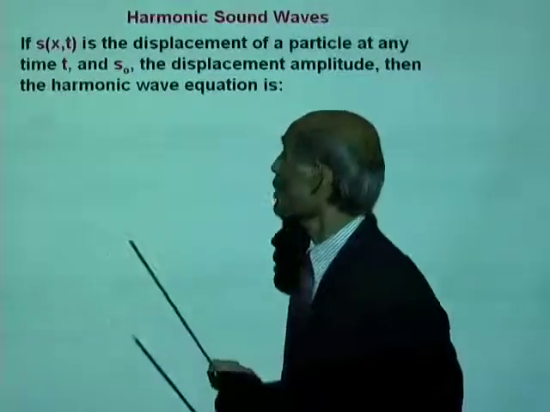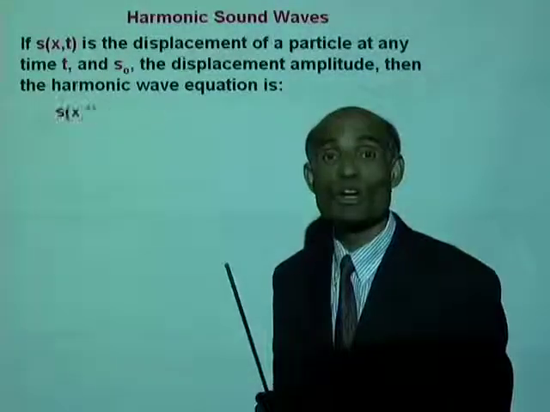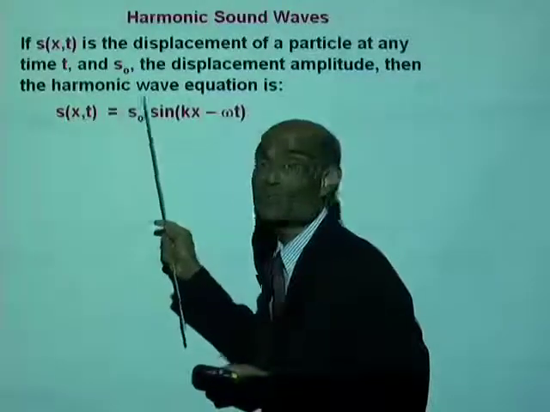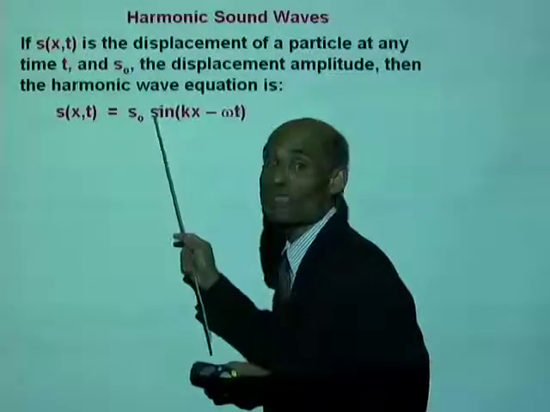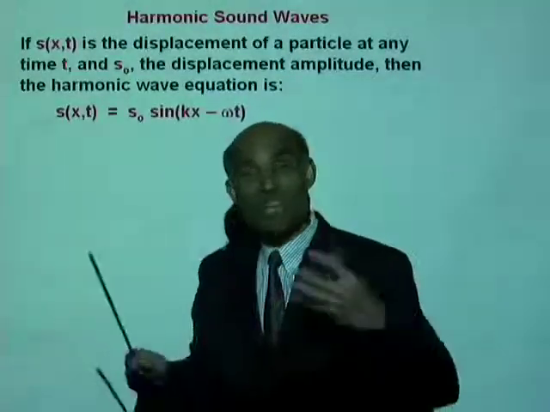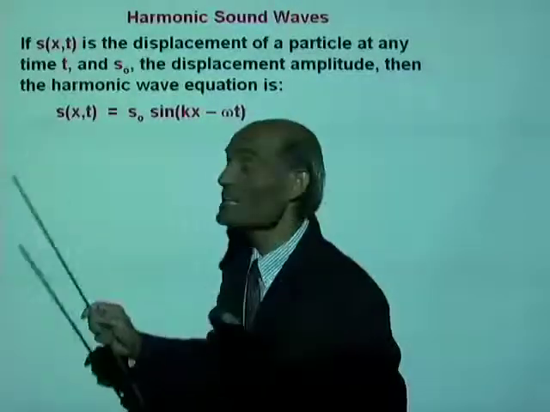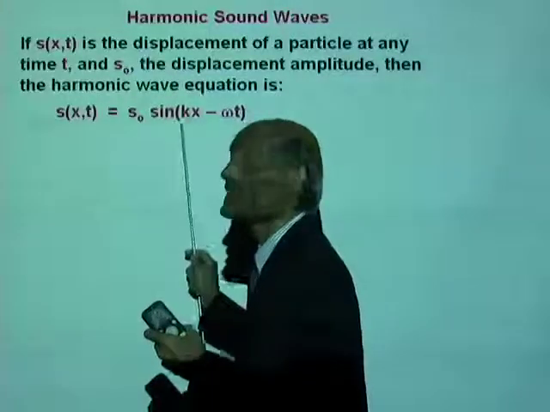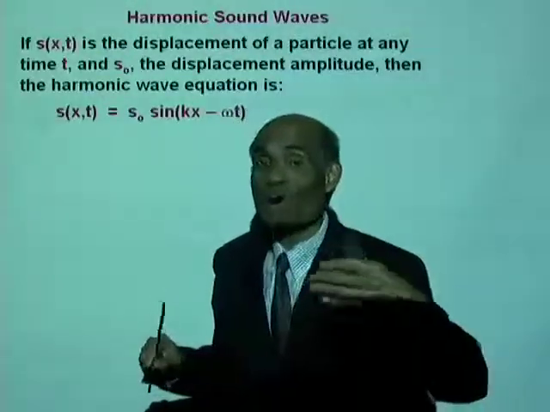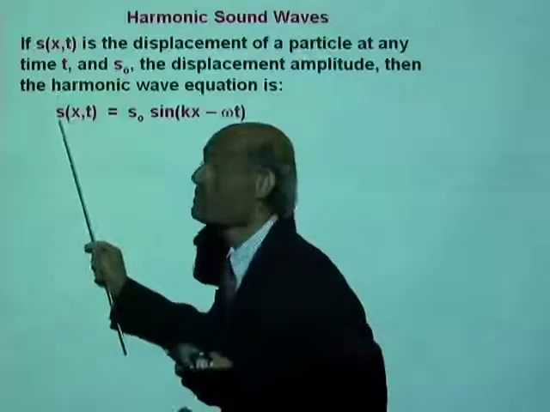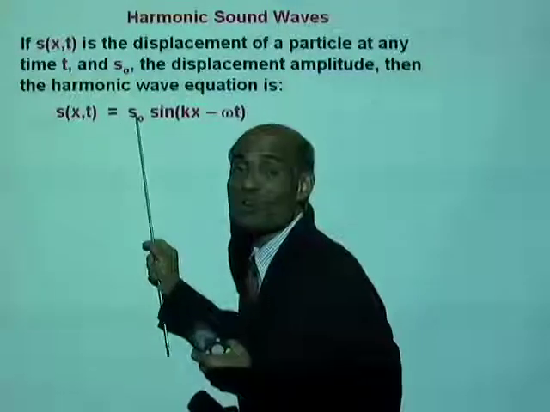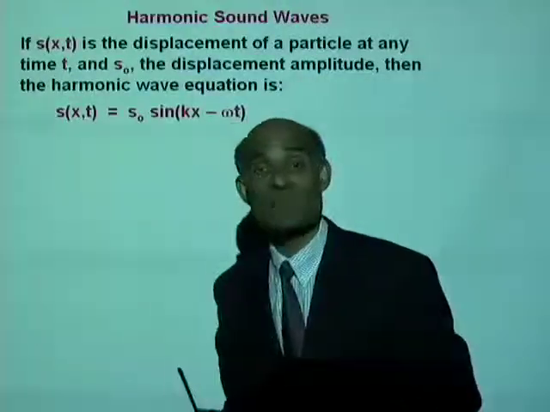Then the harmonic wave equation for a sound wave can be written as s(x,t) equal to S0 sine(kx minus omega t). The same equation, y(x,t) equal to a sine(kx minus omega t). When you want to represent a harmonic sound wave, we represent the displacement as s(x,t), and S0 stands for the displacement amplitude.